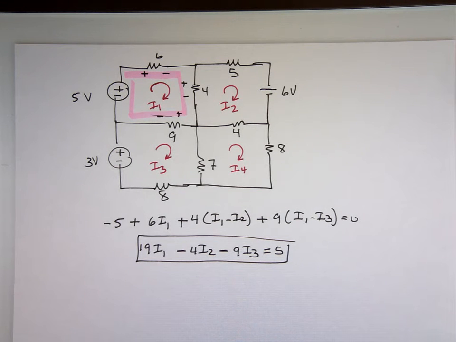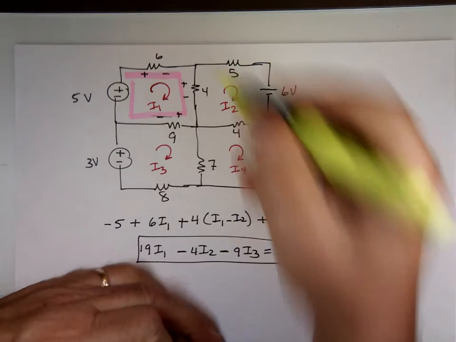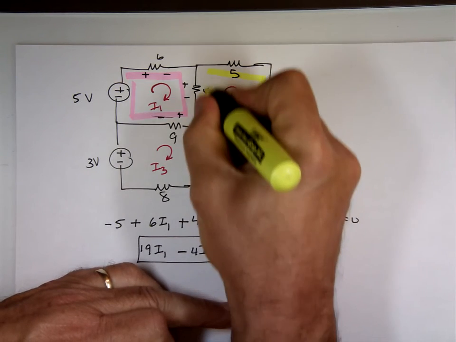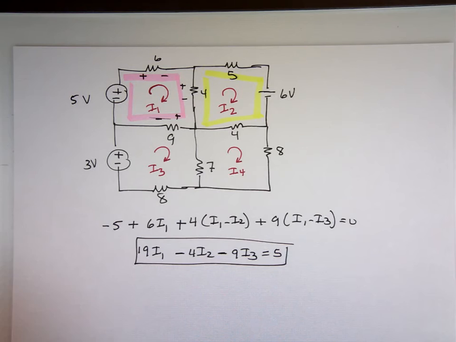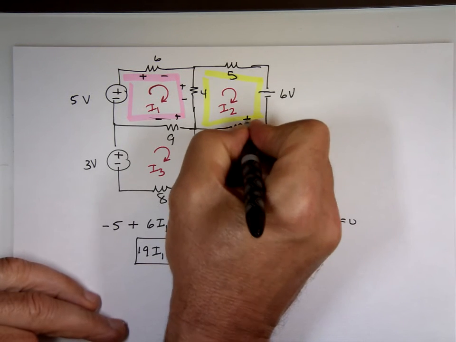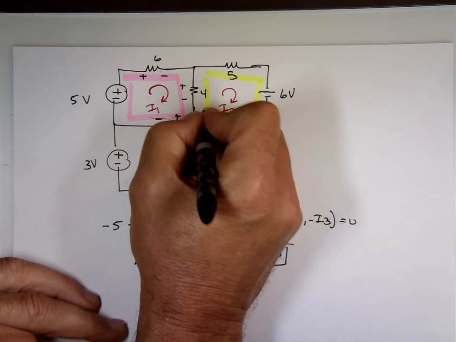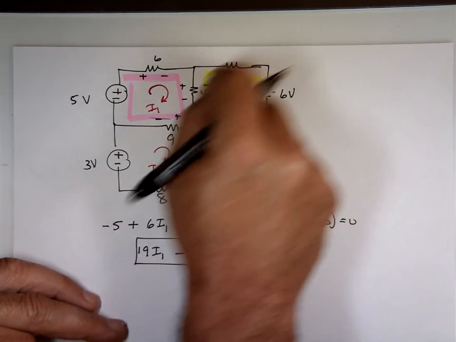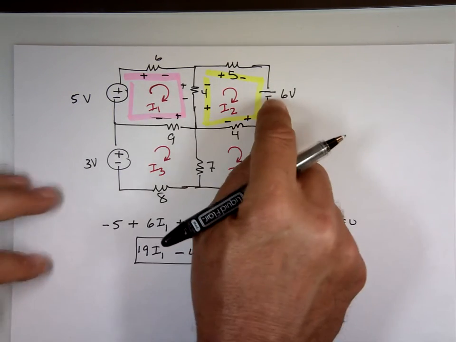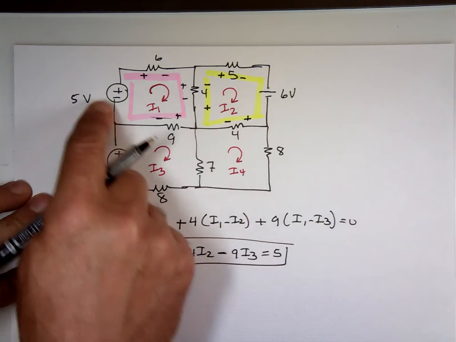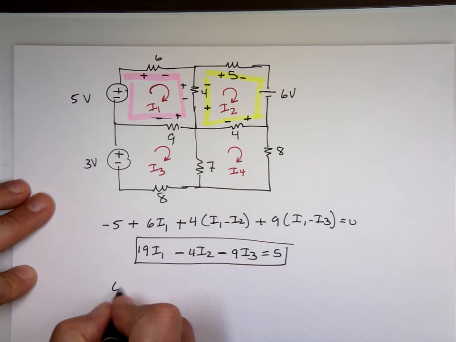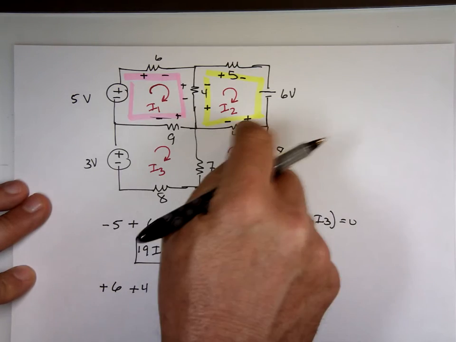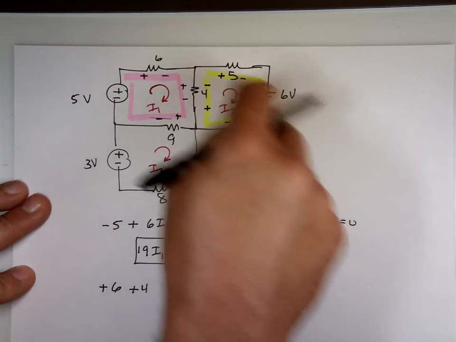Let's look at this loop here. I can take that loop. Notice I drew my current going clockwise. So I'm going through this, plus to minus, plus to minus, plus to minus. This would be a plus 6. I'm entering the plus end of it, not the minus. Here I enter the minus. That's plus 6, not a minus. And I'm going from right to left. What's the current from right to left? I got I sub 2 pushing this way and I sub 4 pushing backward.